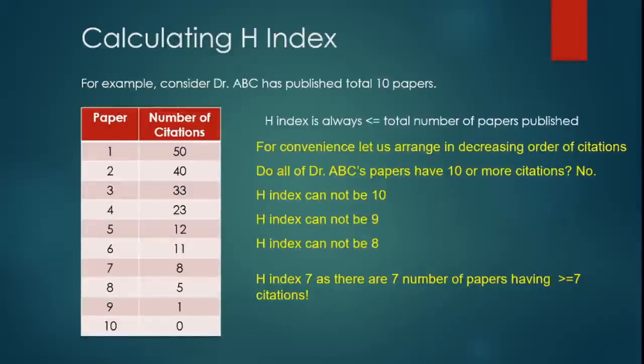Suppose from my 20 papers, 5 papers have got 5 or more citations. So my h-index will be 5. So the number of papers with that many citations or more is defined as the h-index. Suppose someone has 10 papers and 5 of his papers have citations greater than or equal to 5. So his h-index will be 5. If only 2 of his papers have got 2 or more citations, then his h-index will be 2.